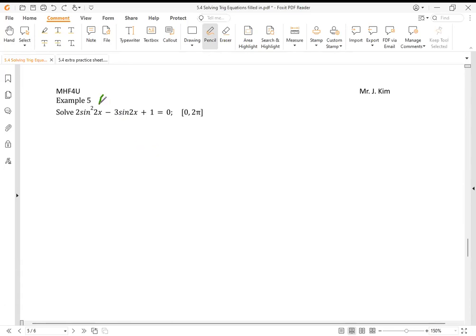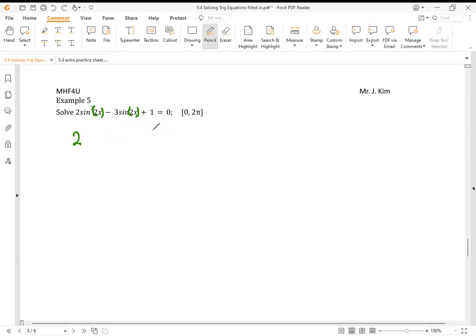A couple of things. You see that the angle is a double angle, so you might have to watch out for it. You might think, oh, do I have to use my double angle formulas and turn it into just a single angle? You could, but notice how all the angles in the question are 2x. So you don't have to substitute it if you don't want to. You can just pretend that this is 2 sine squared theta minus 3 sine theta plus 1 if you want to. If you don't need to do that, you can keep it in your head.